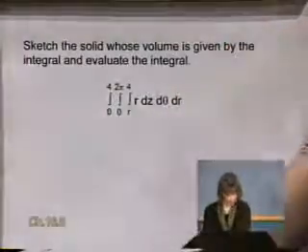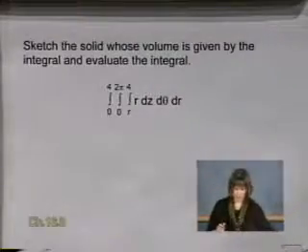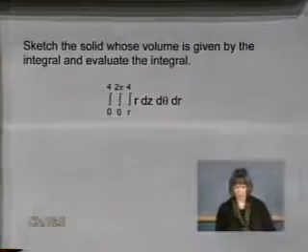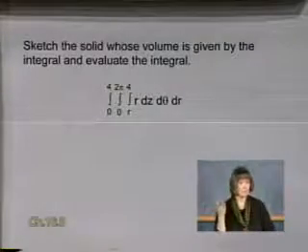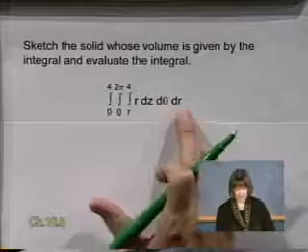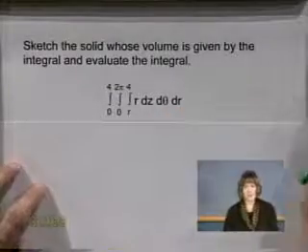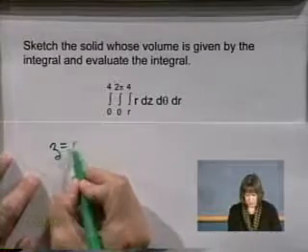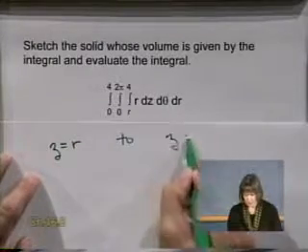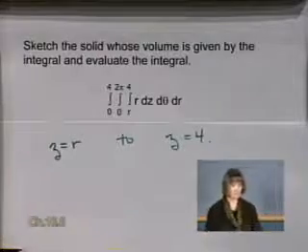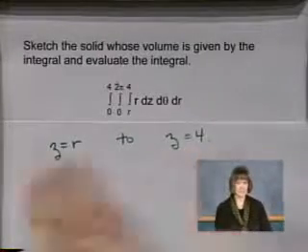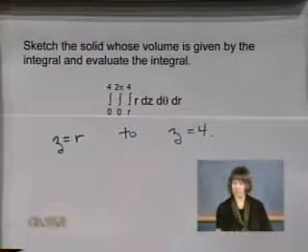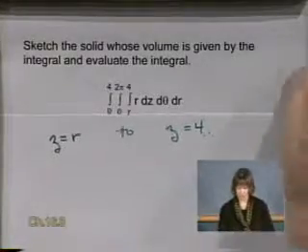Let's look at the first one. First of all, what kind of coordinates am I using? I'm using cylindrical, because it goes dz, d theta, dr. What is z ranging from? Z ranges from z equals r to z equals 4. I know what z equals 4 looks like. That's a horizontal plane, sort of like a magic carpet floating 4 units above the xy plane.